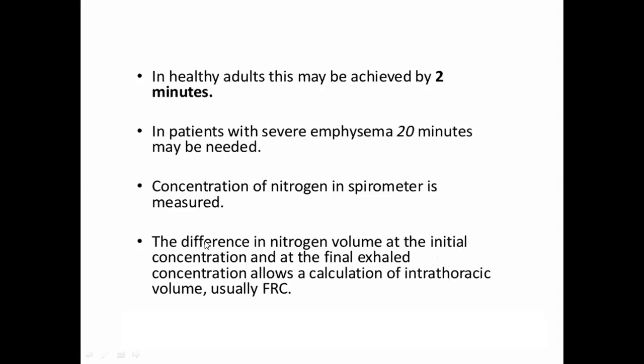The difference in nitrogen volume between the initial concentration and the final exhaled concentration allows a calculation of intrathoracic volume, usually FRC. So first of all, before expiring, we measure the initial volume of the nitrogen gas. After finally expiring, we measure the nitrogen volume of the gas. The difference of these two gives the calculation of the FRC, the intrathoracic volume.